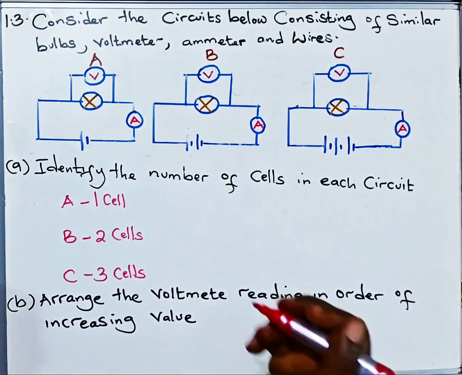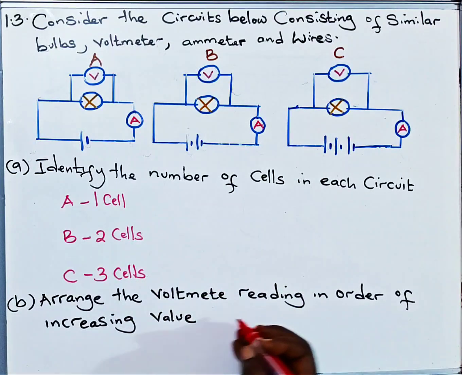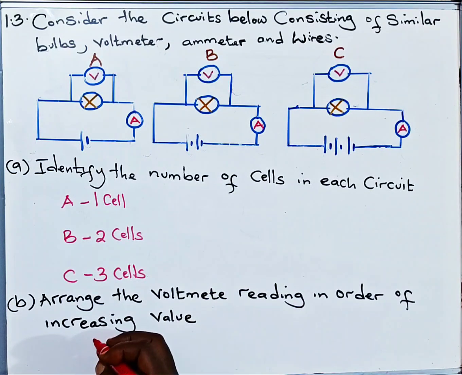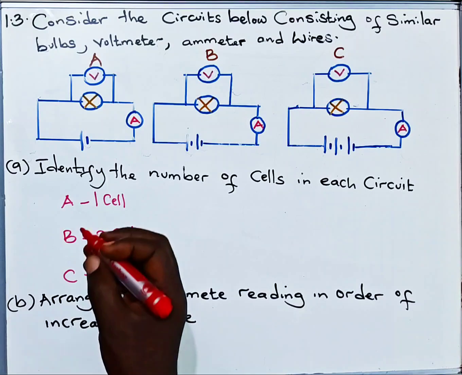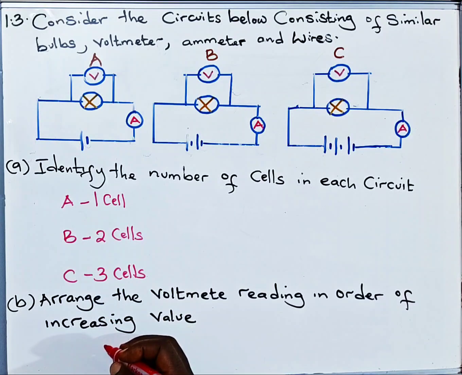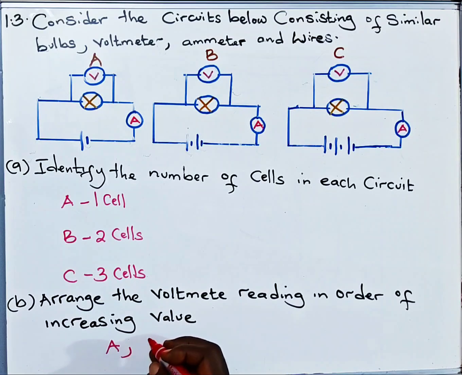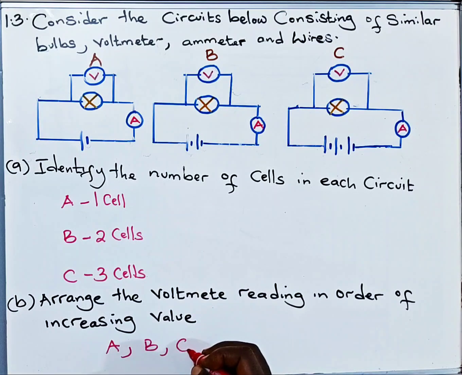So in other words, they said increasing, so we start from the smallest. And the smallest voltmeter reading, we take it from 1 cell. So A has the smallest, followed by B, and followed by C, in that order.